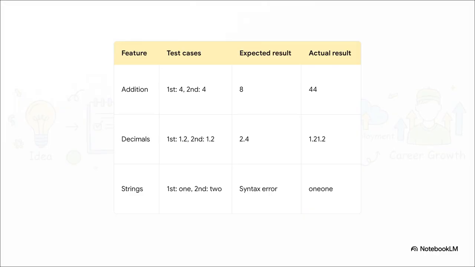And here's what a simple test plan looks like in action. Just look at that top row. The feature is addition. The test case? Super simple. Add 4 plus 4. The expected result is obviously 8. But look at the actual result. It's 44. Whoops. This is such a classic bug. The program is concatenating the numbers, treating them like text, and just smooshing them together, instead of doing math. This is exactly the kind of thing testing is designed to find.